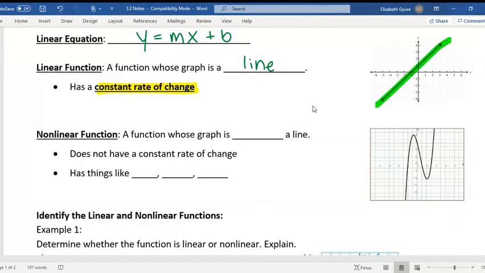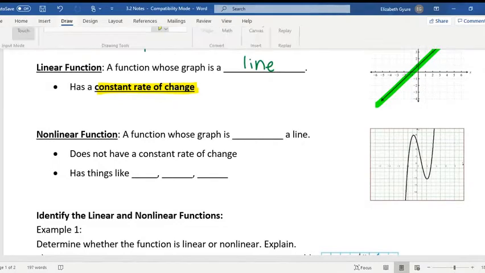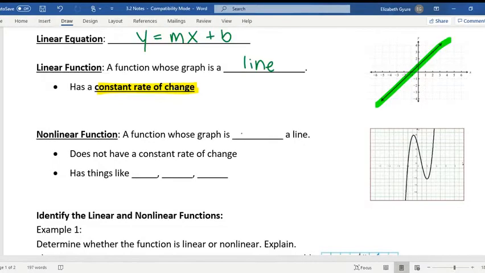A nonlinear function is simply a function whose graph is not a line, like this little curvy graph here. That is not a line. That is a function, because would this pass the vertical line test? Absolutely. We did that yesterday. We would definitely pass the vertical line test. So it is a function, but it's not linear because it's not just one nice straight line.